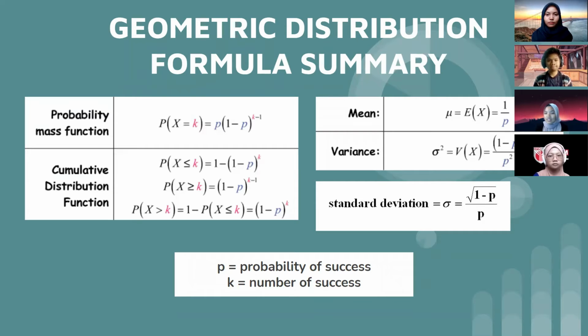Next we have the mean, mu equals E(X), the expected value, equals 1 over P, where P is the probability of success. And then we have the variance, sigma squared equals V(X) equals (1 minus P) over P squared. From the variance, we can get the standard deviation, by taking the square root of both sides. Then the standard deviation equals the square root of (1 minus P) over P.